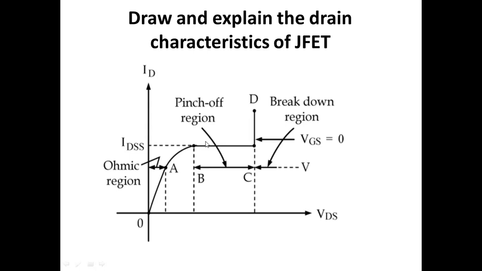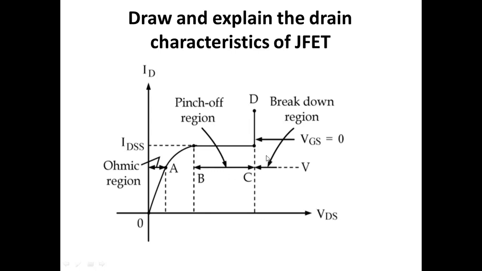Next, the pinch off region. This region, B to C, is called the pinch off region. It is also called the constant current region. In this region, even with further increase in VDS, the current flowing through the drain is almost constant because the channel length is constant.